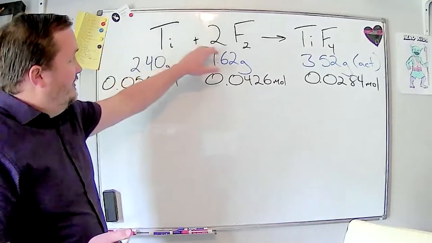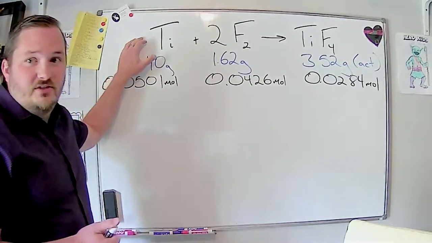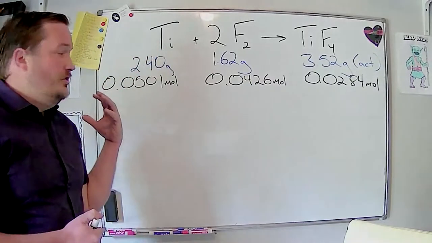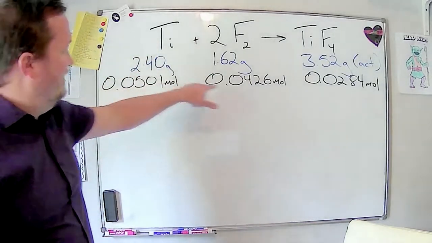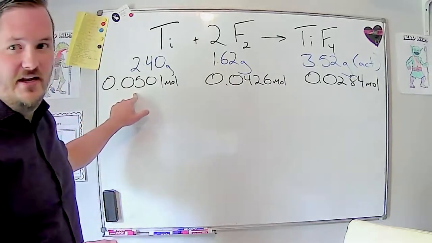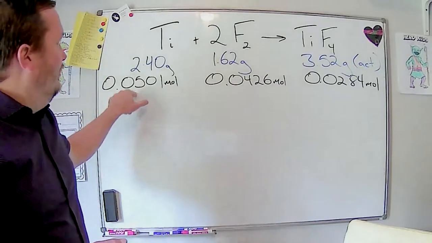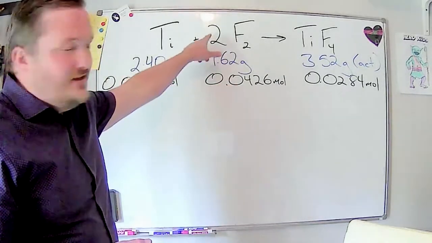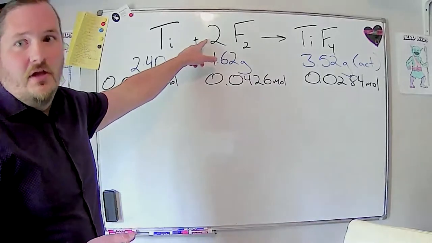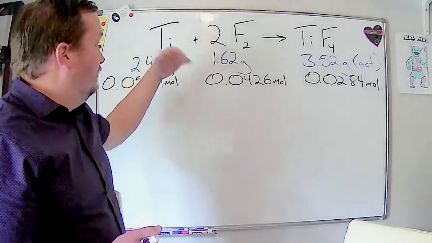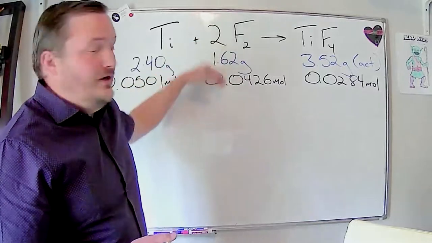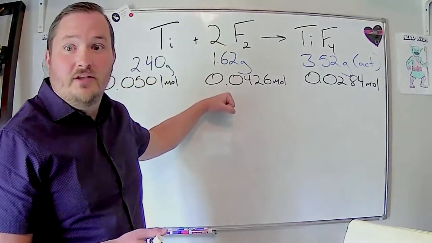And just looking at these coefficients, once you get the hang of it, you can eyeball these pretty well. We have pretty close to the same number of moles of fluorine and titanium, but we're using the fluorine twice as fast. So if we're using the fluorine up twice as fast, you can just look at this and say that this is going to be our limiting reactant, but we should still show it.